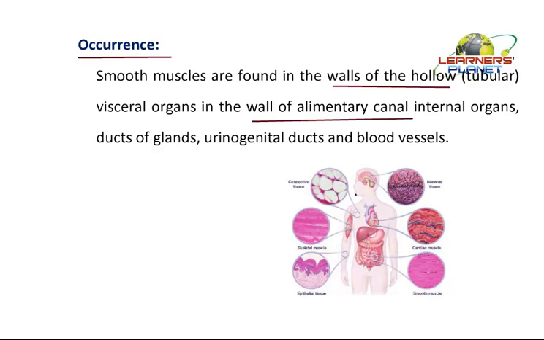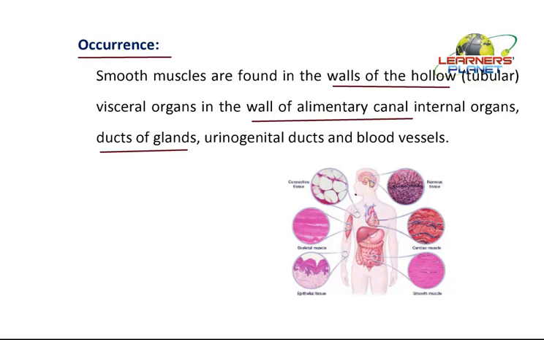Now besides this, we can say they are also present in the ducts of the glands. You remember, all your body is controlled by the hormonal system and the nervous system. So hormonal system, they are comprised of the glands as well as the hormones. Hormones are secreted from the glands. They need to be transported to a particular target site. So how is this transportation taking place? It may be via blood or it may be through the duct. So these ducts of glands, they are associated with the smooth muscles.